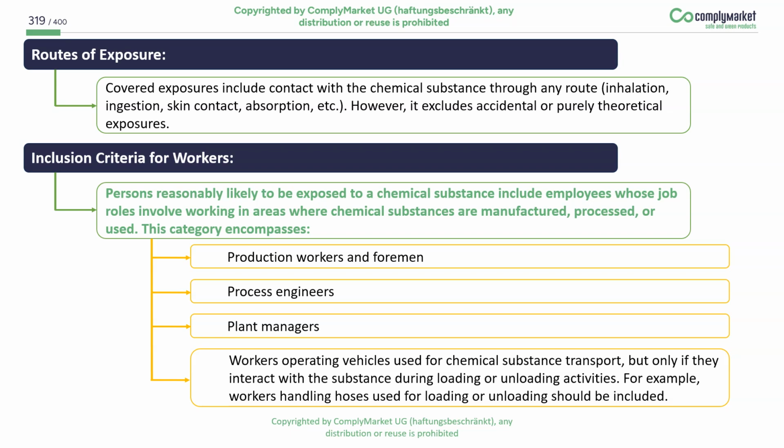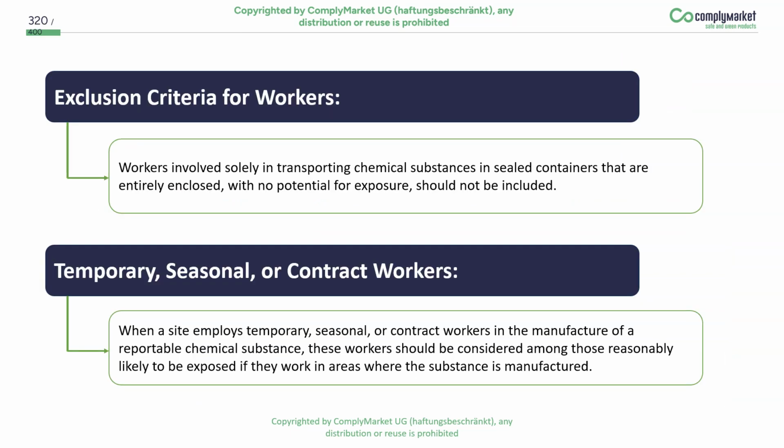Inclusion criteria for workers: a person reasonably likely to be exposed includes employees whose job roles involve working in areas where chemical substances are manufactured or processed. So production workers, foremen, process engineers, plant managers, workers operating vehicles used in chemical substance transport. Exclusion criteria: workers involved solely in transportation of chemical substances in sealed containers that are entirely enclosed with no potential for exposure should not be included.